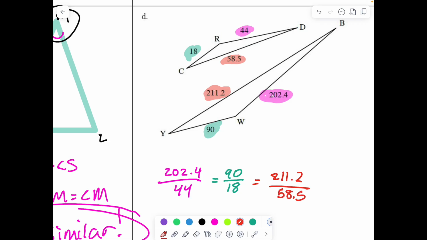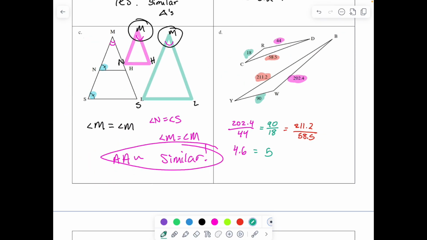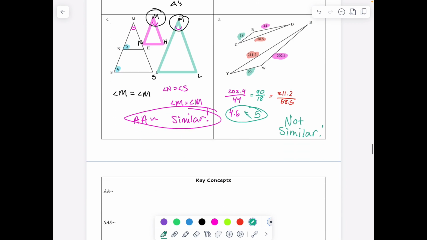All right, so we're going to do some calculator work real quick. 202.4 divided by 44 is 4.6. 90 divided by 18 is 5. Okay? No bueno. This is not good. The sides are not proportional. I'm not even going to check the red because we already have the issue right here. Those are not equal. So these triangles are not similar because the ratios of their sides are not equal.